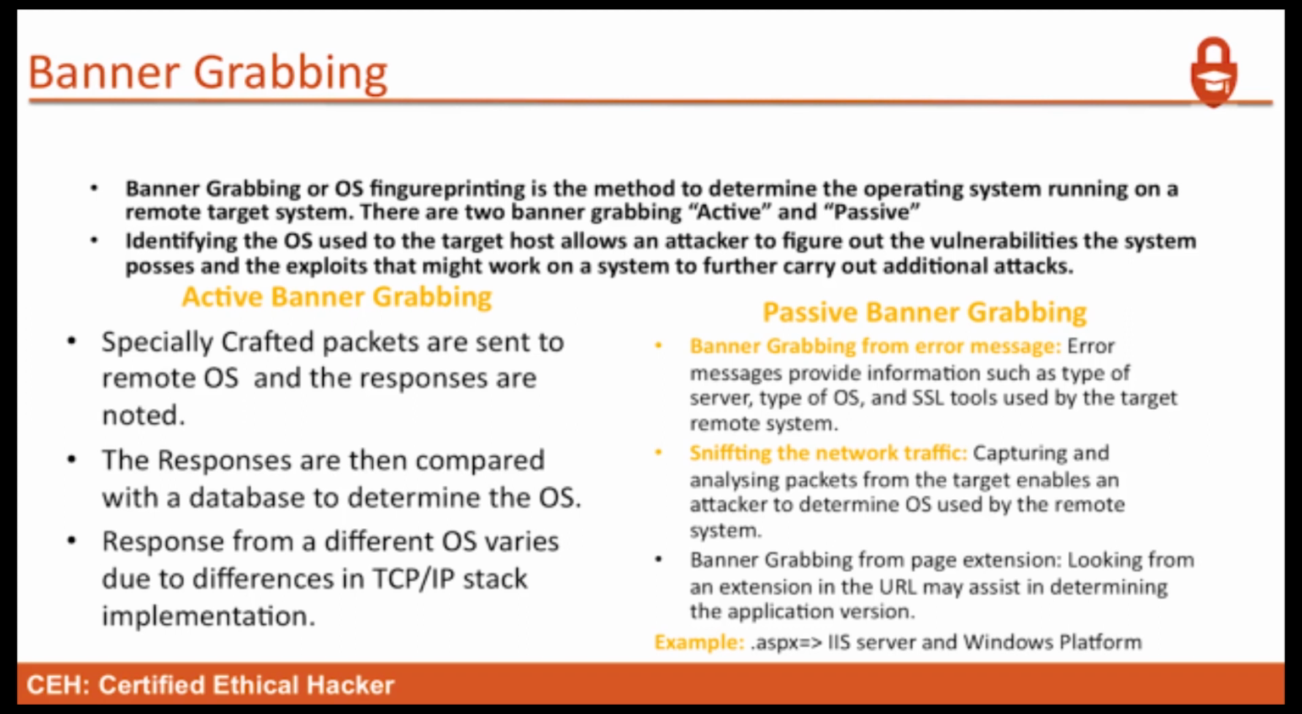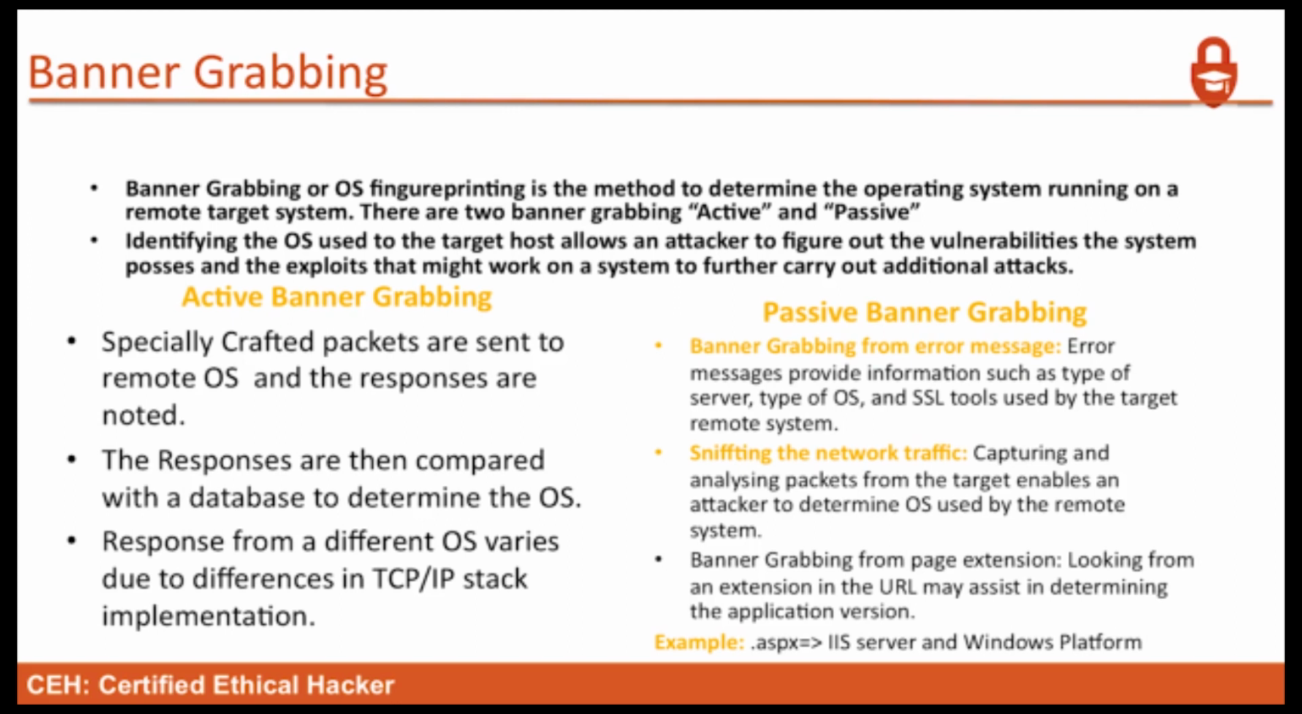So banner grabbing or operating system fingerprinting is the method to streamline the operating system running on a remote target system. There are two types of banner grabbing, active and passive. So identifying the OS on the target host allows an attacker to figure out the vulnerabilities of the system and the exploits that might work on a system to further carry out additional attacks. So banner grabbing, this is what it's used for, but technically a vulnerability scanner will just go and flag the vulnerabilities. They typically don't go out and hunt exploits that are able to be fired at those vulnerabilities. And another thing is just because you have a vulnerability does not mean that it's exploitable. Not all of them will be. It depends on a lot of things.